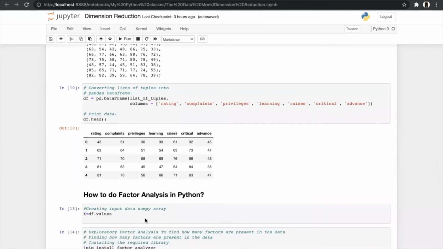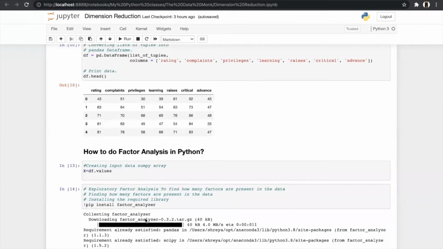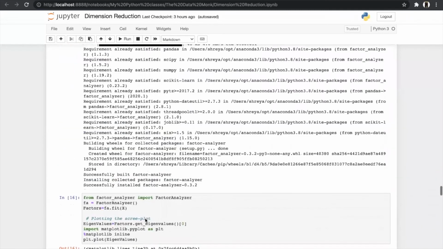So to write the code for the factor analysis in Python, first you have to install the required library, which is pip install factor_analyzer. After installing the factor analyzer library, we build our model. To build our model, first we import FactorAnalyzer from the factor_analyzer library. Then we create our model with the line fa = FactorAnalyzer.